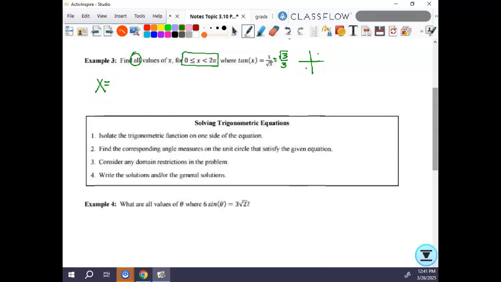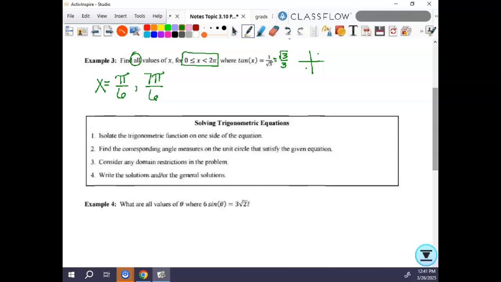So then I ask myself, what angle gives me a tangent value of the square root of 3 over 3? Pi 6. And in the first quadrant, that is pi 6. There is no plus 2 pi k, because I only get to go from 0 to 2 pi. And then my third quadrant would be what? 7 pi 6. Okay.